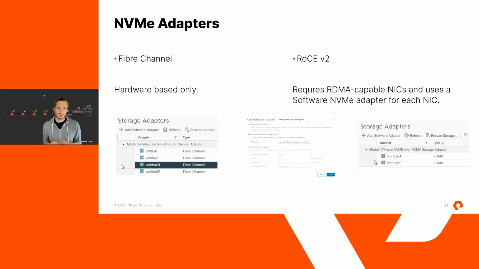So in a vSphere layer, there are two versions of this. There's Fibre Channel, and then there's RoCE v2. Fibre Channel requires you to have hardware-based HBAs that support NVMe over Fabrics. A key piece here is making sure your drivers are updated, right? You want to make sure you have your latest HBA drivers to support NVMe over Fabrics.